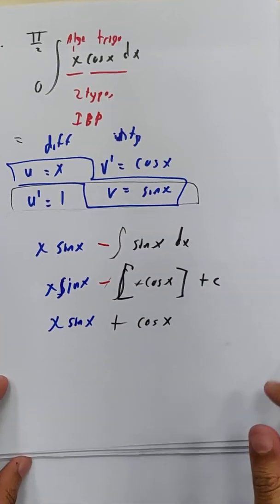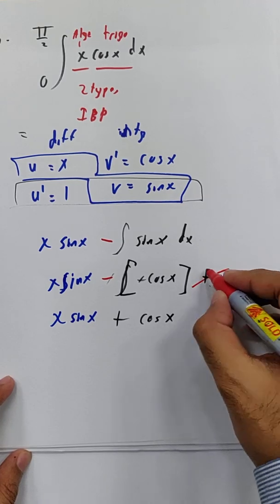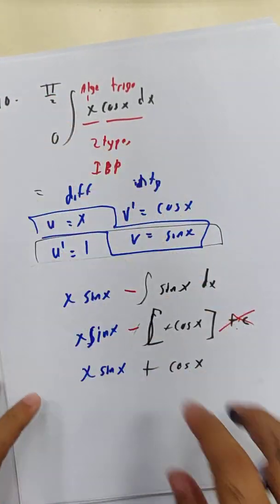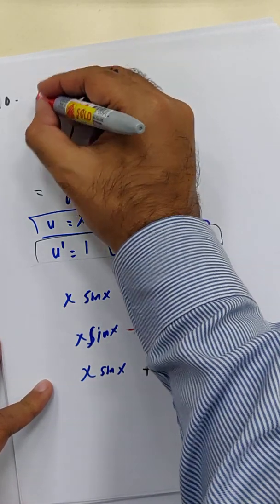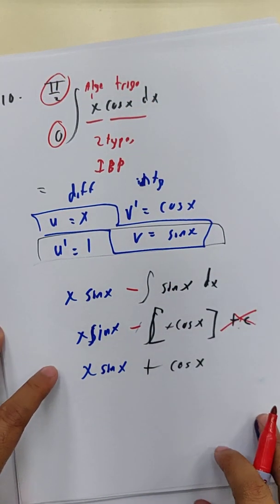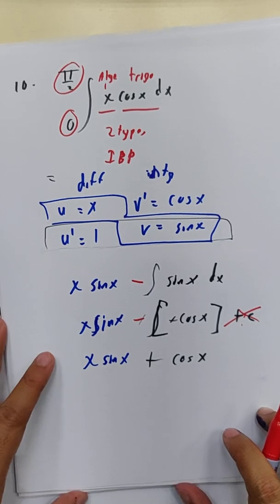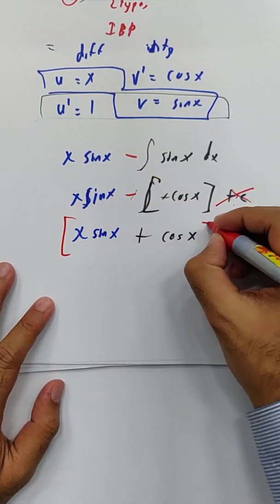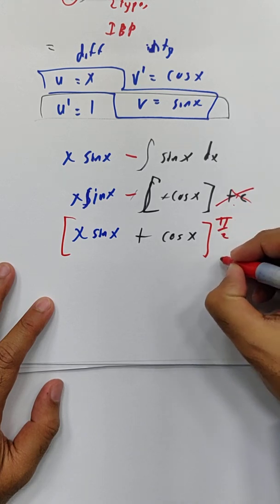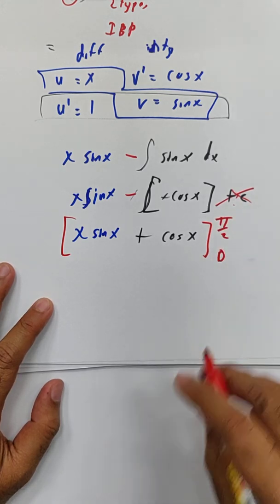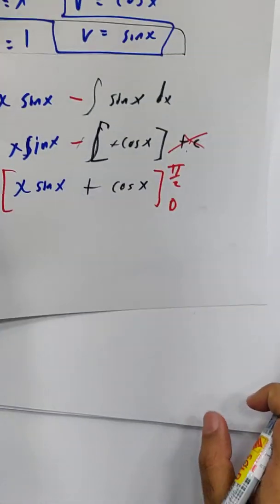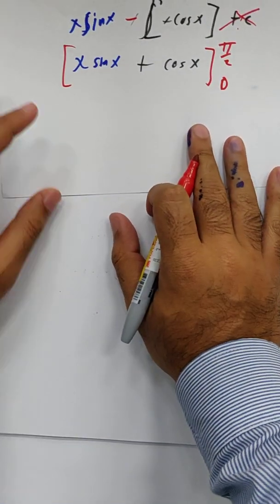Huh? Why no plus C? Because we got an integral with limits, okay? The moment I ask you twice, it means something. Now you need to substitute those two values, pi over 2 and 0. Here come the careless mistakes.